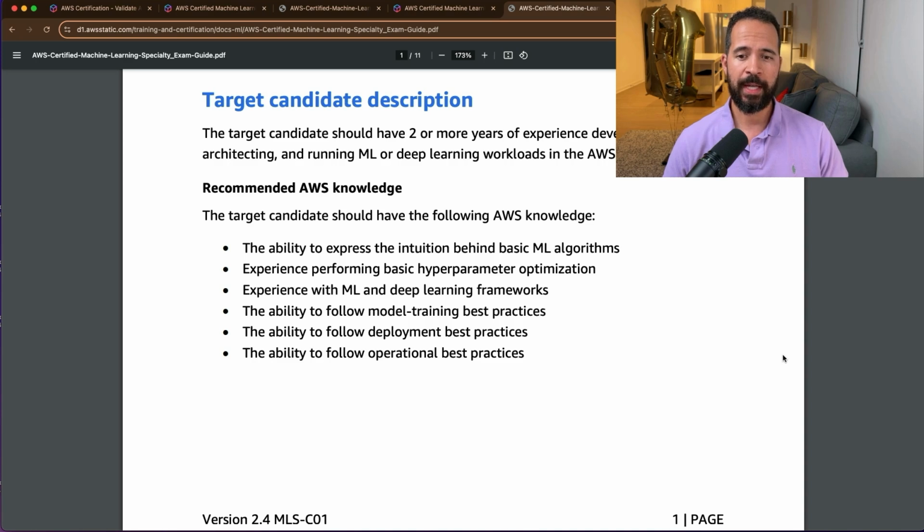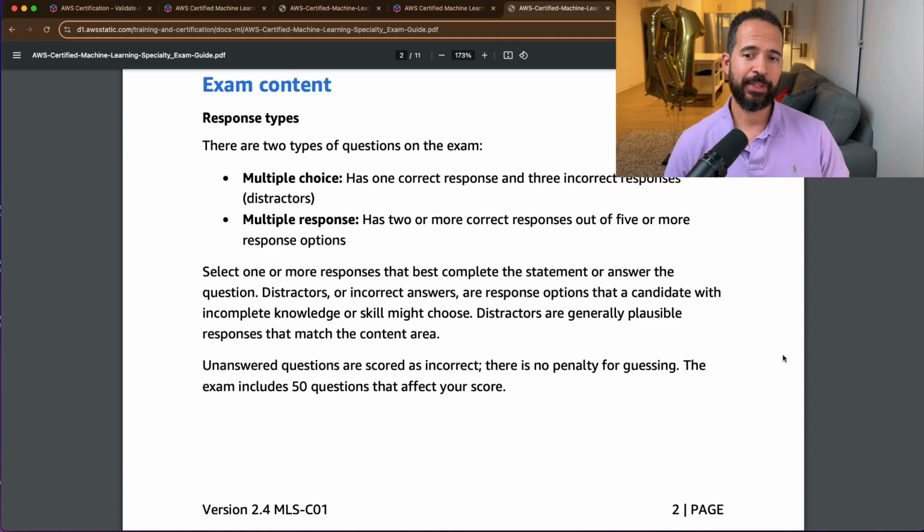Recommended AWS knowledge for that target candidate: the ability to express the intuition behind machine learning algorithms, experience performing basic hyperparameter optimization, experience with ML and deep learning frameworks, the ability to follow model training best practices, deployment best practices, and operational best practices. Now, for those question types, you're just going to be given multiple choice and multiple response.